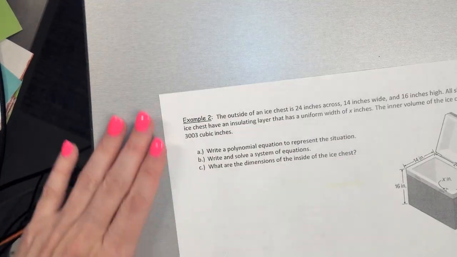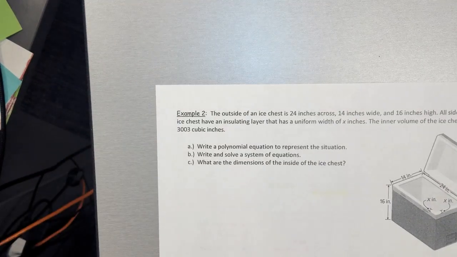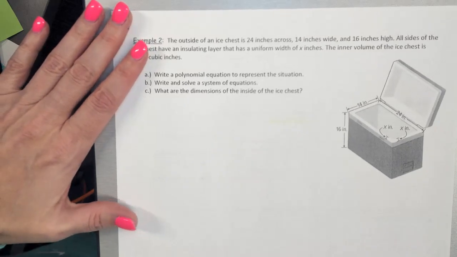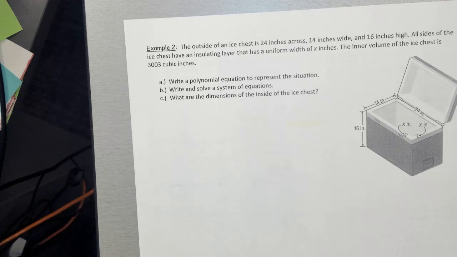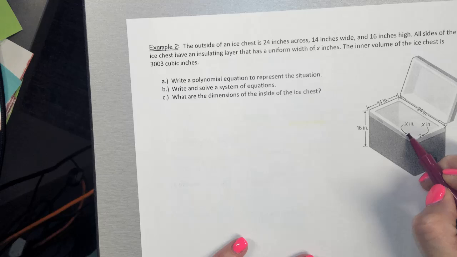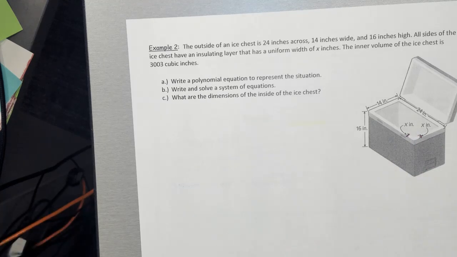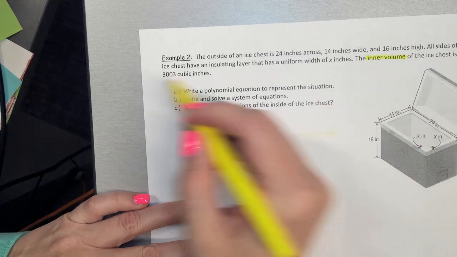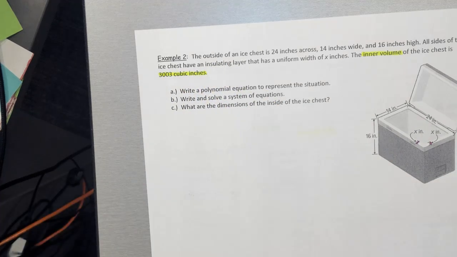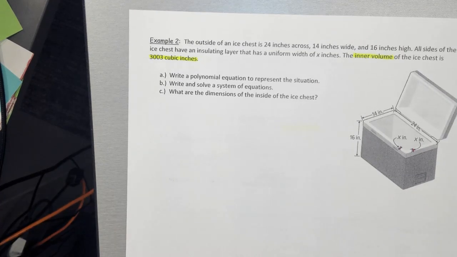So in example 2, it says the outside of an ice chest, should be similar to a cooler, right, is 24 inches across, 14 inches wide, 16 inches high. All sides of the ice chest have an insulating layer that has a uniform width of X inches. So you can see that they've labeled this here. Okay, the inner volume of the ice chest is 3,003 cubic inches.